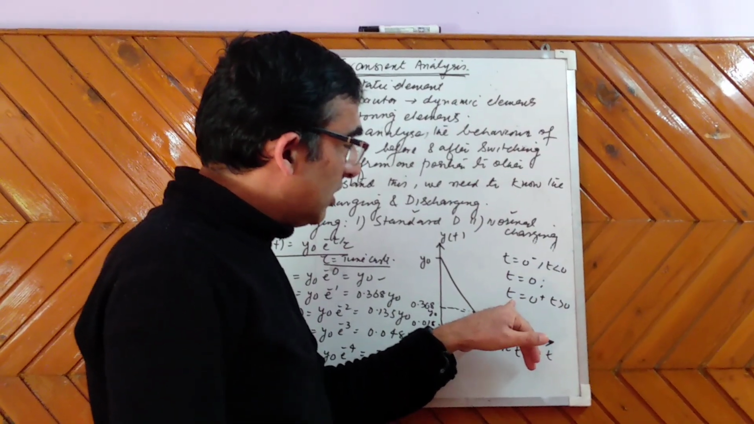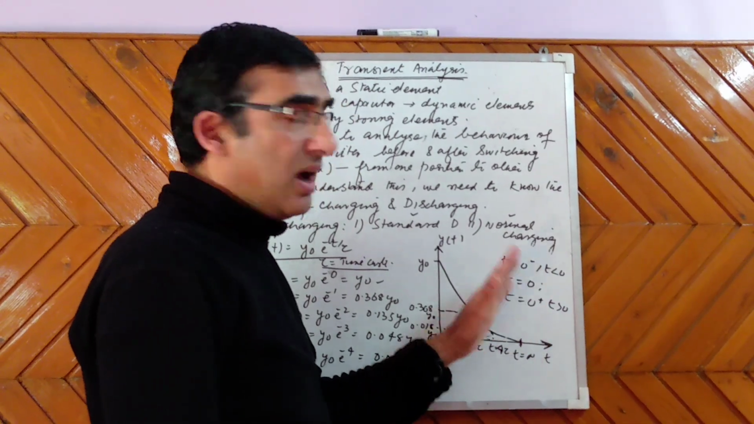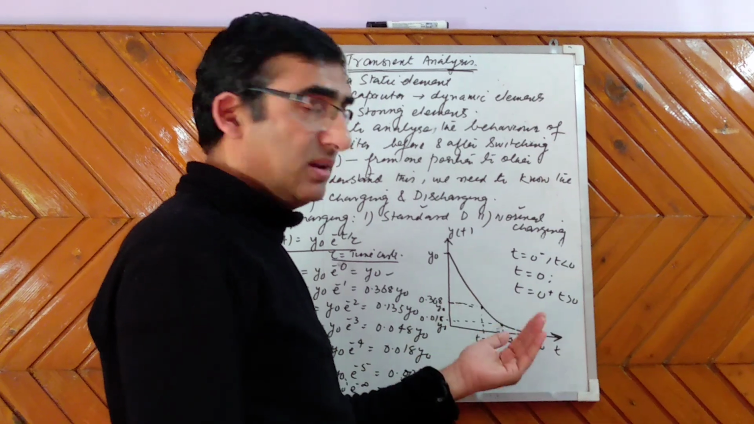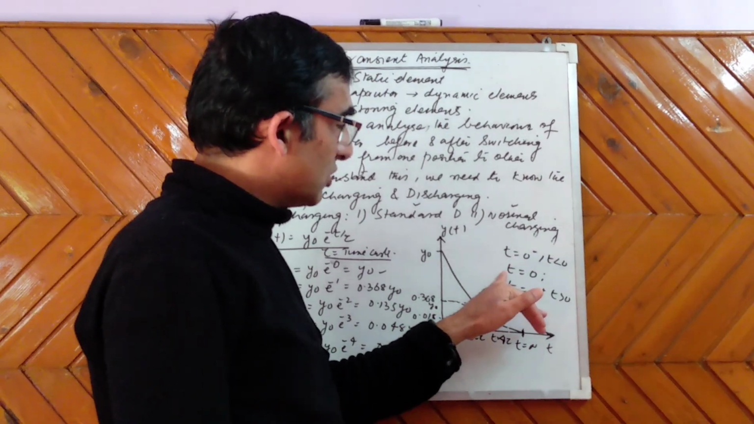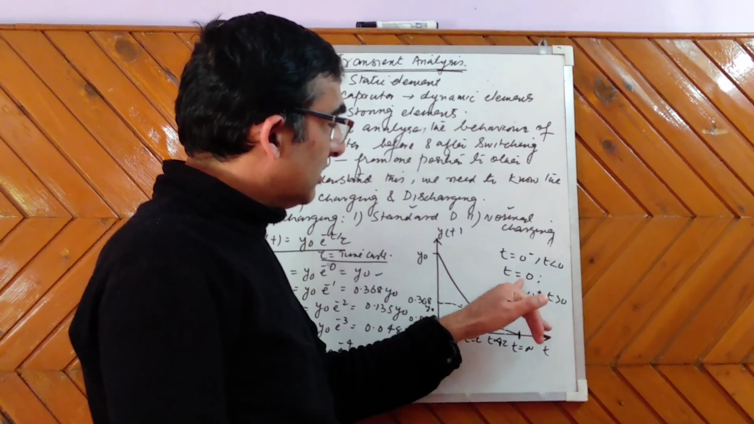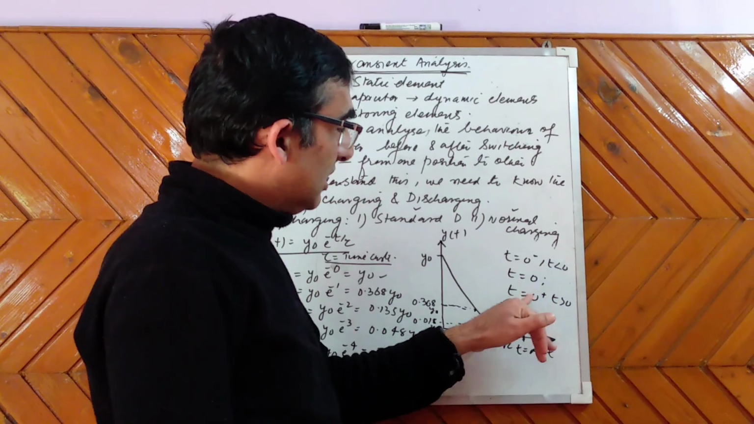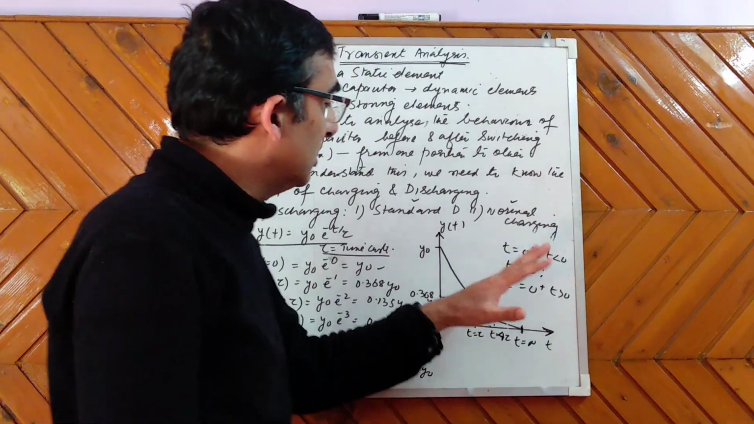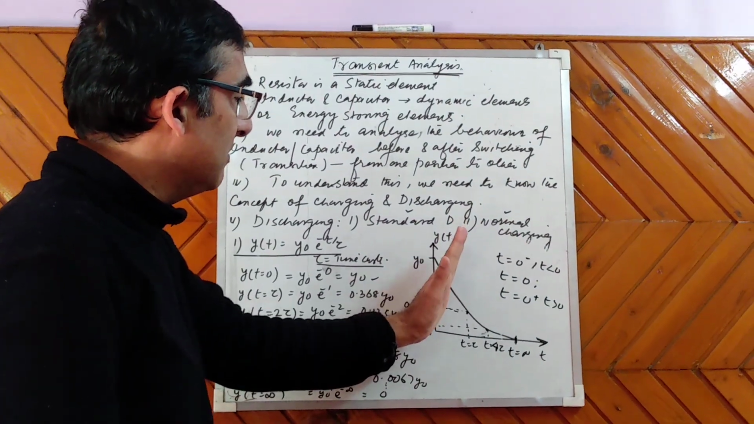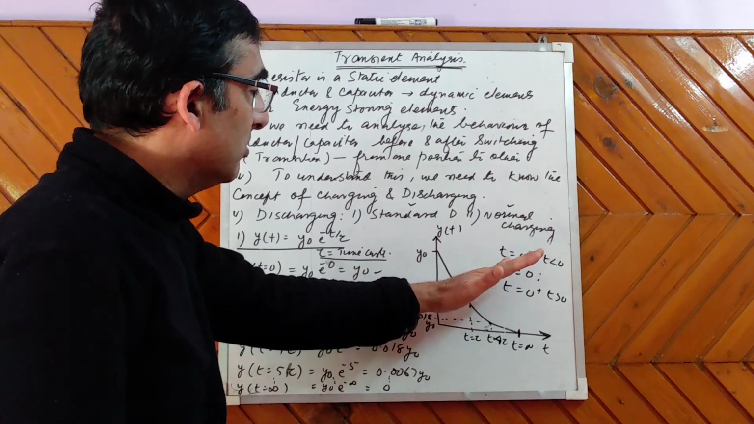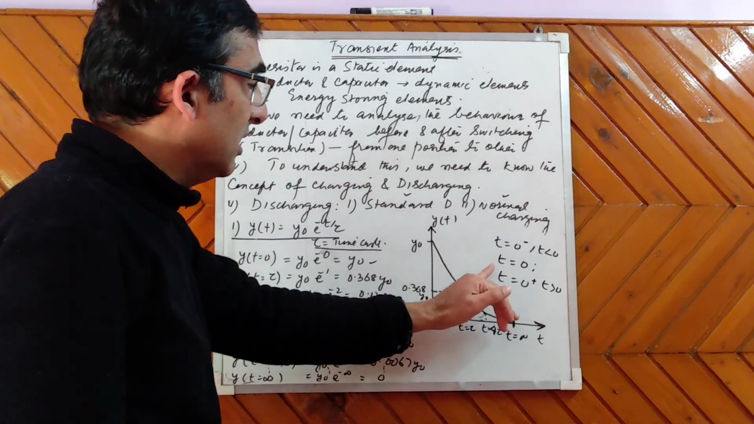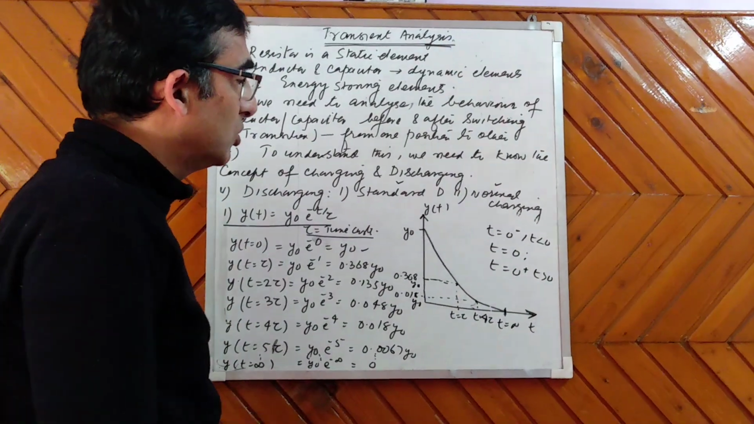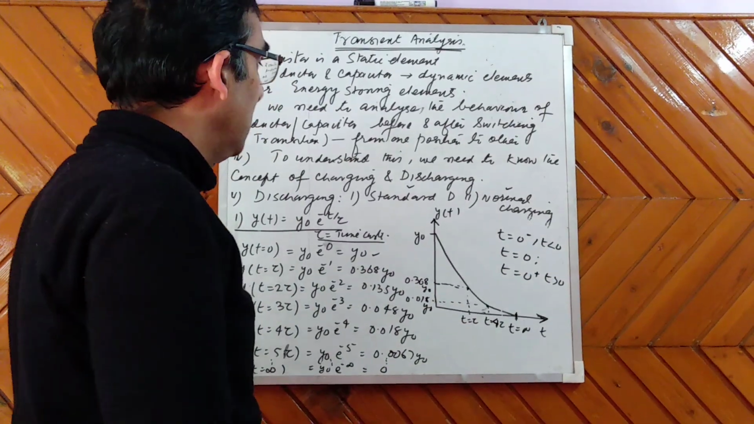So t equal to 0 plus is the time after the operation has been performed on the switch. Suppose at t equal to 0 the switch was closed, then for t equal to 0 plus also the switch will remain closed. So this is the way. This is the past time, prior to the operation being performed, and this is the time after the operation has been performed. Those two times will be dealt with separately.